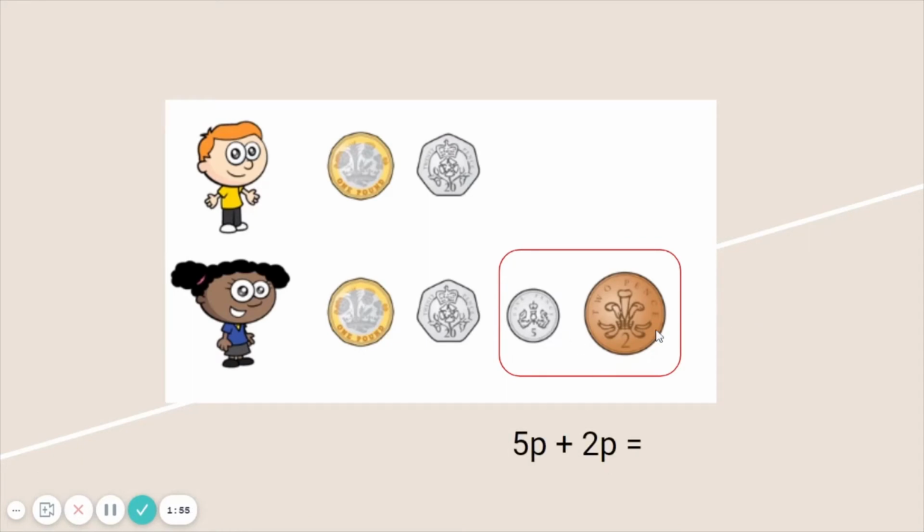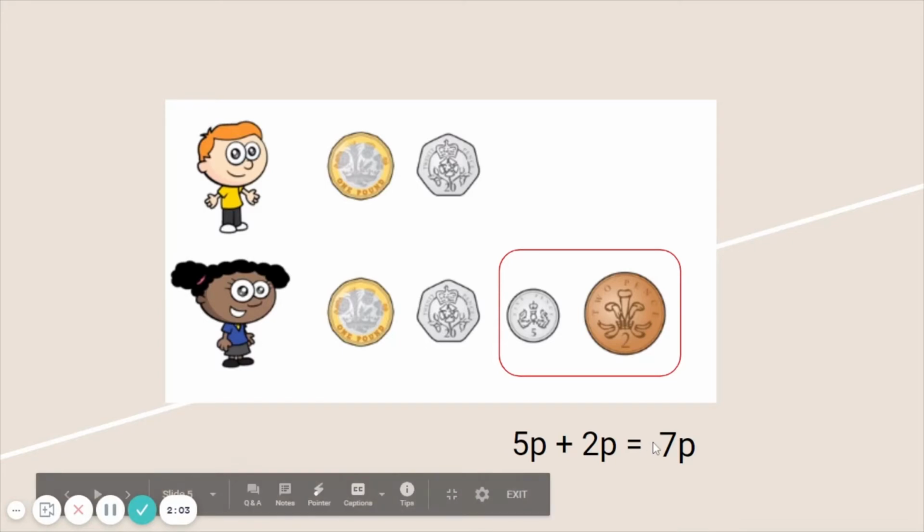5p, add 2p. 5, 6, 7. 7p. The difference between their amounts, between what they have, is 7p. They've got this amount the same, but 7p different.